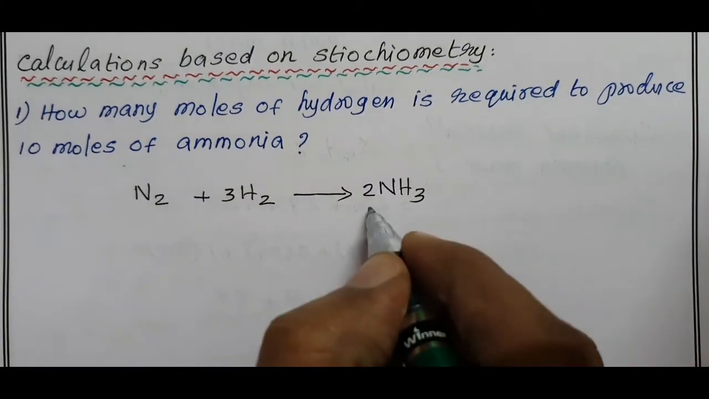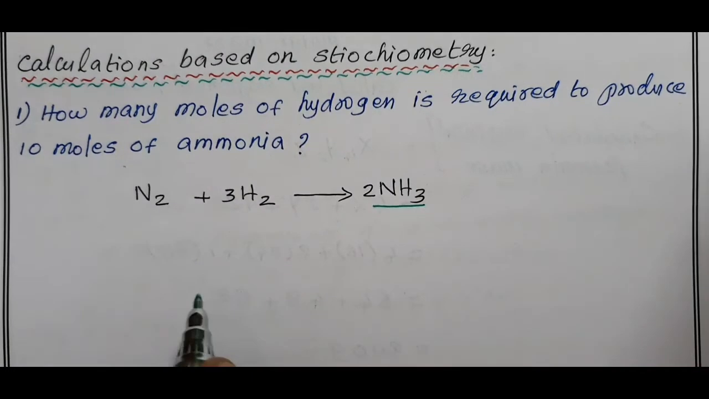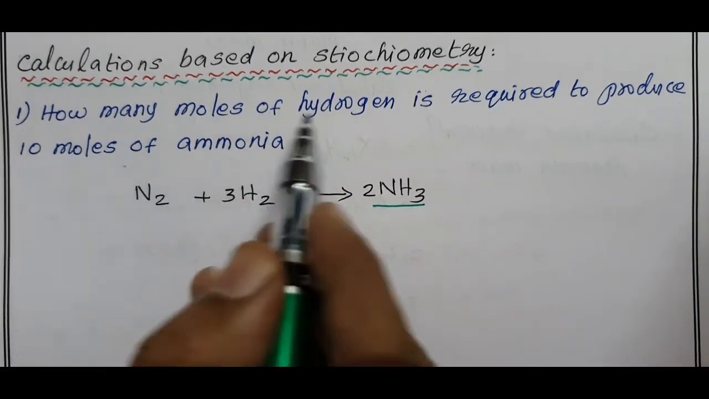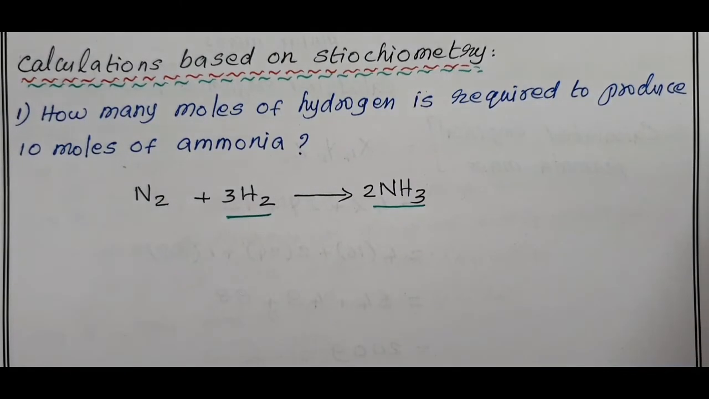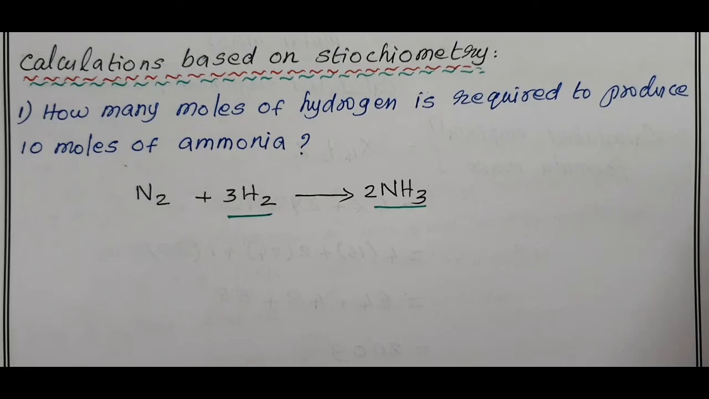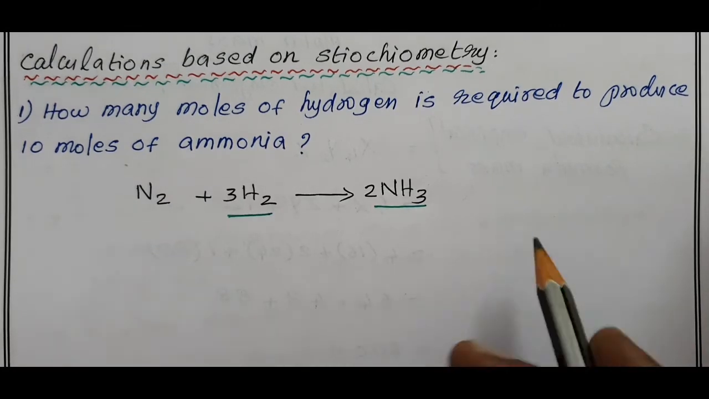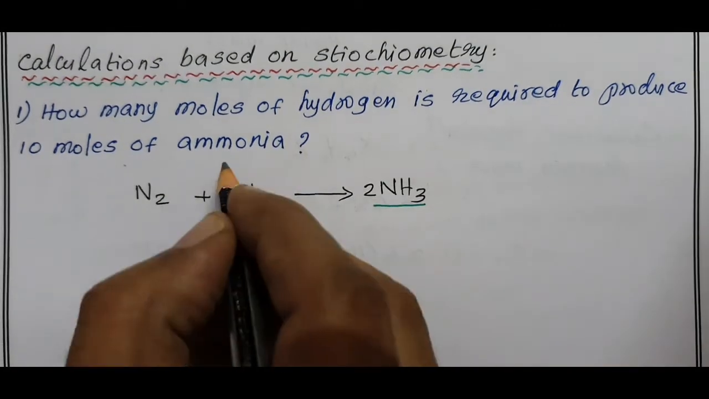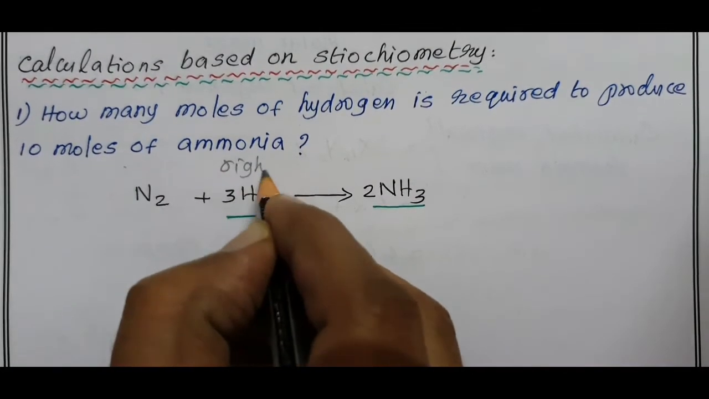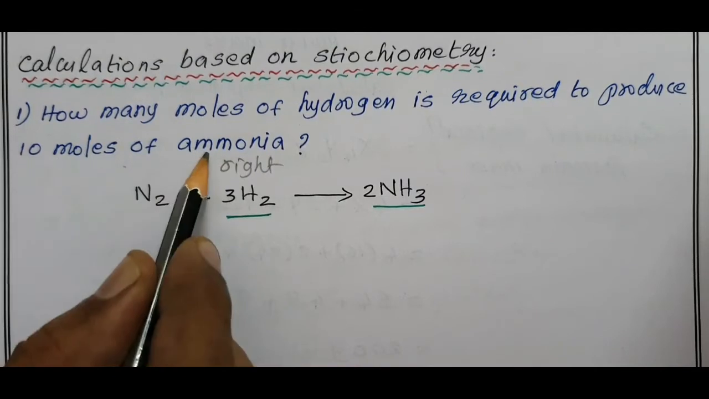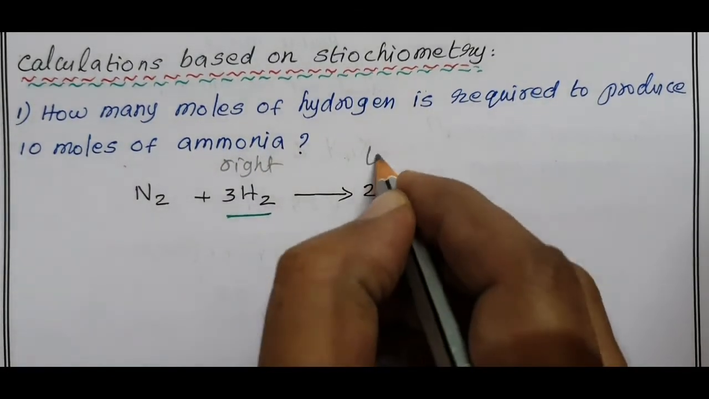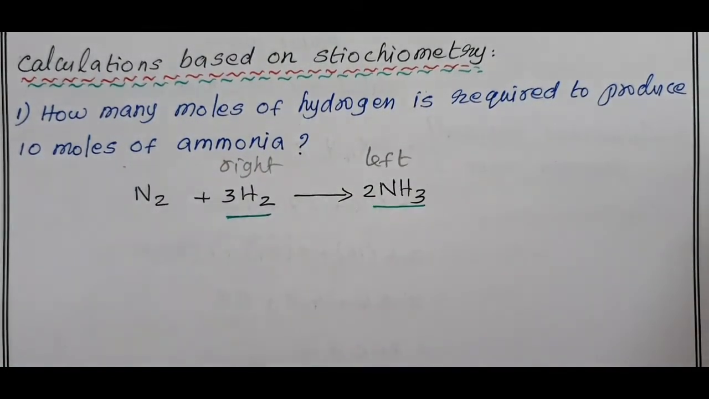Now, underline what are the given values and what is the question asked. 10 moles of ammonia is given, underline this ammonia NH3. Question is, how many moles of hydrogen? We have to calculate the number of moles of hydrogen. Now, the question asked molecule should be on the right hand side. Hydrogen on the right hand side when you write any sentence. And the given molecule ammonia should be left hand side when you write any sentence.